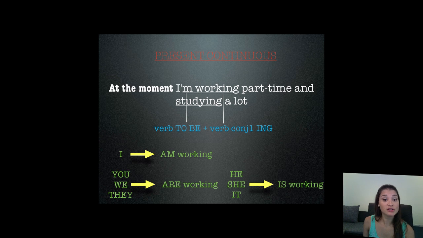For the present continuous conjugation, what you need is the verb to be plus the verb in conjugation number 1 with ing. So you give the idea of continuation. What is going to change in this kind of tense is not the verb, but the verb to be. So for I, you have to properly conjugate with I am, you, we, they with are, he, she, it with is, and then the verb with ing.